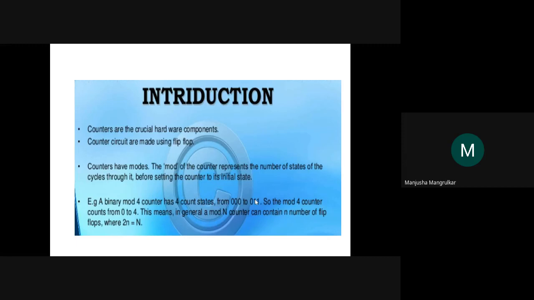It is an 8, so there will be 8 states. That is 8 states, 2 to the power 3. The 3 means 3 inputs, and those 3 inputs give the 8 states: 000, 001, 010, 011, 100, 101, 110, and 111. So all these are the 8 states, right?